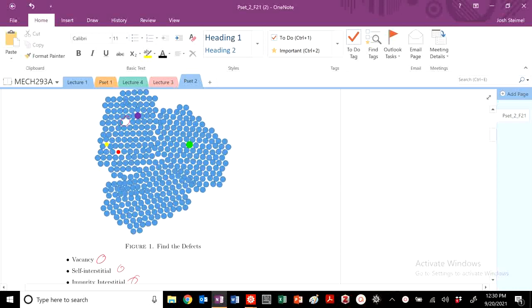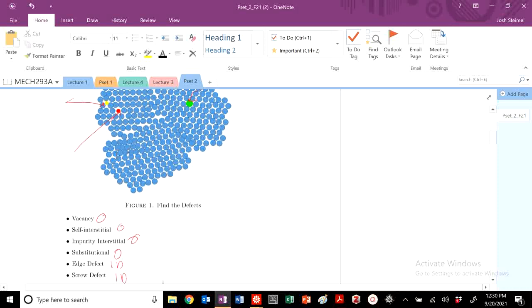So what do we have? I could see a vacancy here. This is an impurity interstitial. This is a substitutional impurity. This is another impurity interstitial. This is a substitutional impurity. This right here is a self-interstitial.